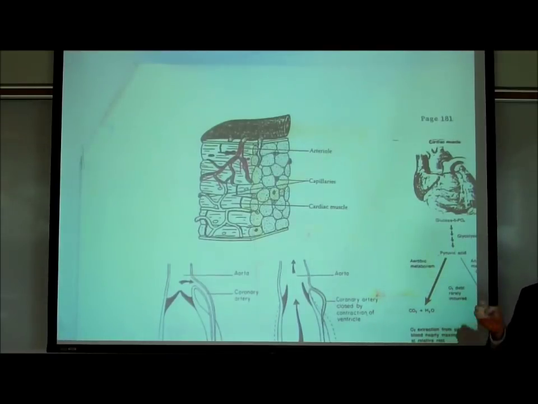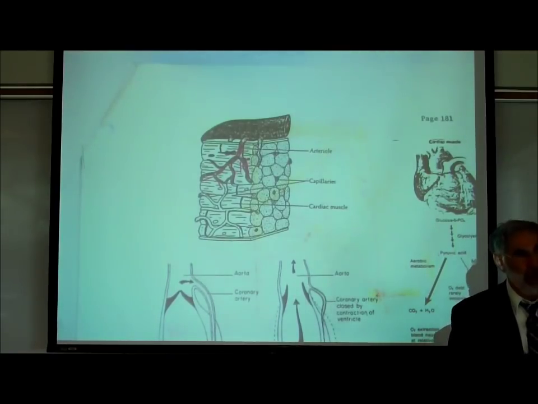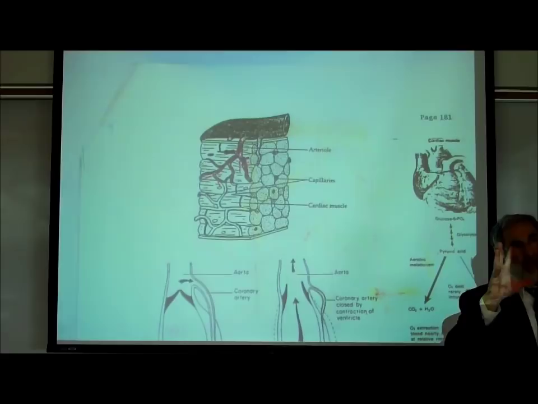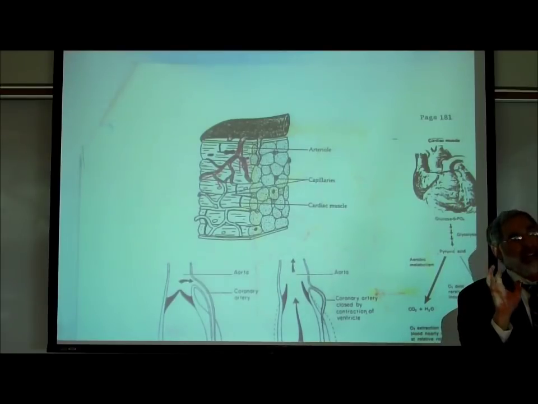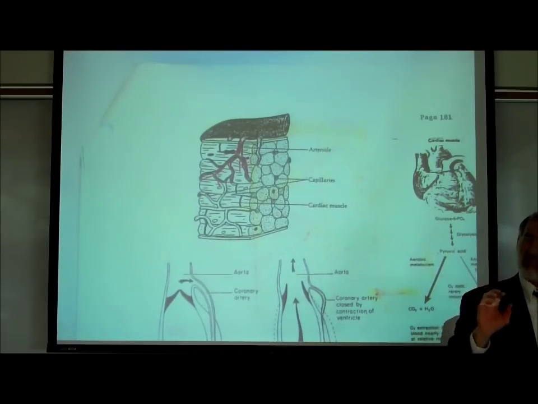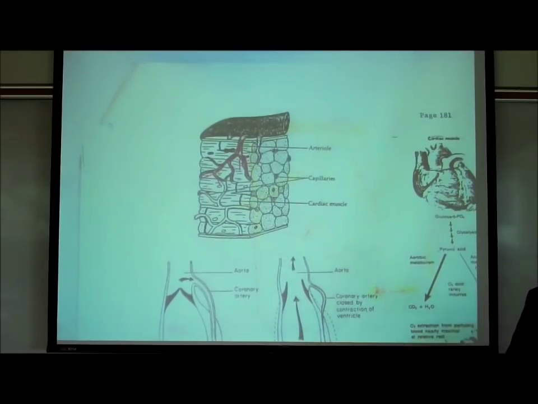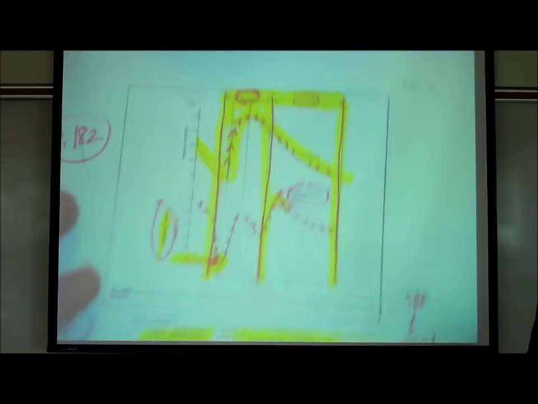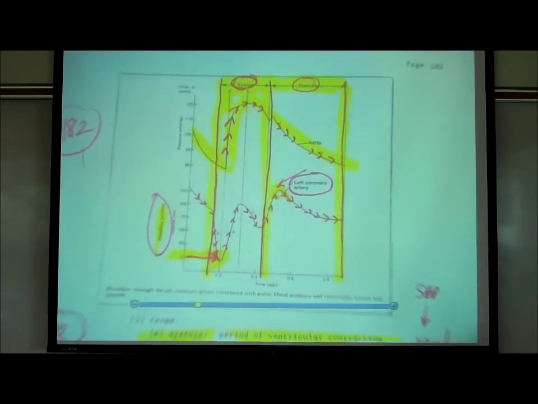This is called intermittent blood flow. It gets blood intermittently. Every time the heart muscle contracts, it stops getting oxygenated blood. When it relaxes, it starts getting oxygenated blood again. We can see this on a graph on the next page. And physiologists love graphs.